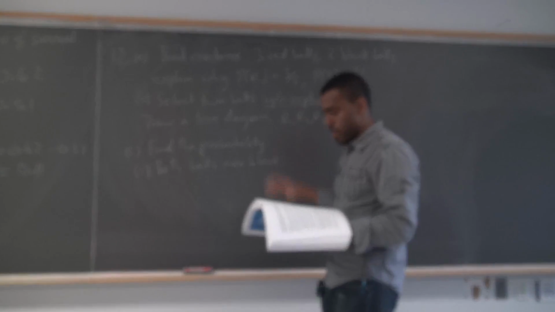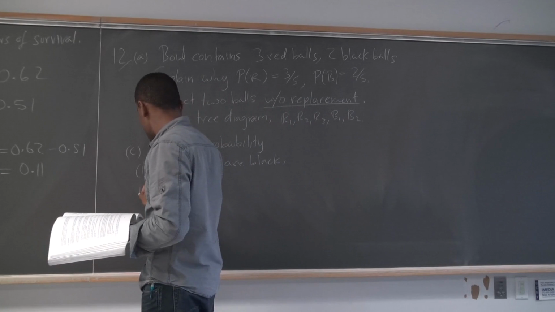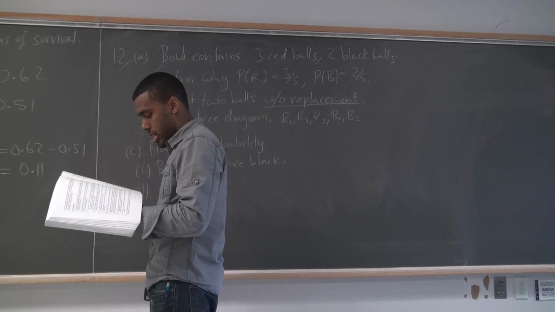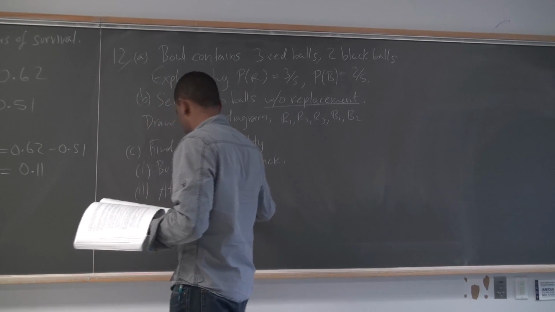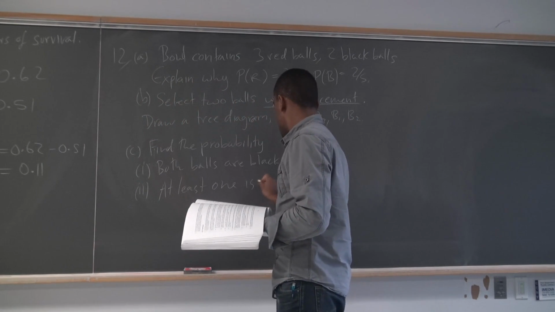In the next section, we'll have a more efficient method of actually finding these probabilities, but for now, we're going to use the tree diagram. At least one is black. At least one is black.